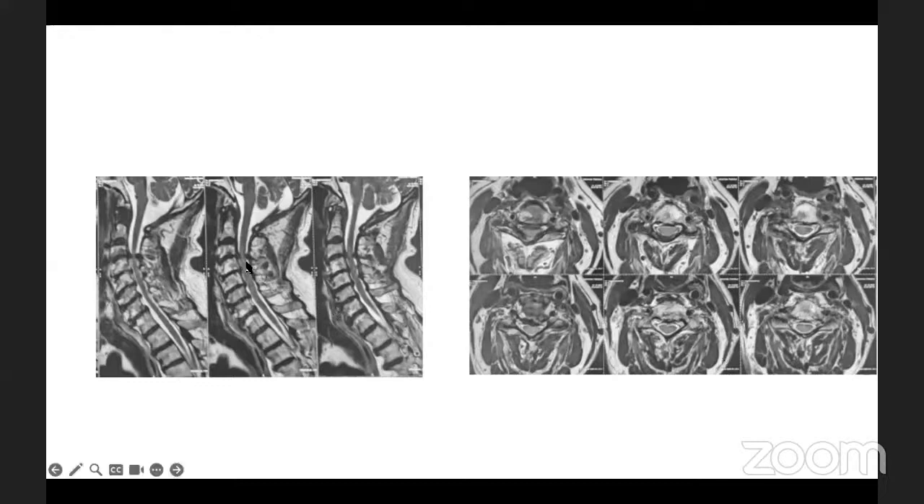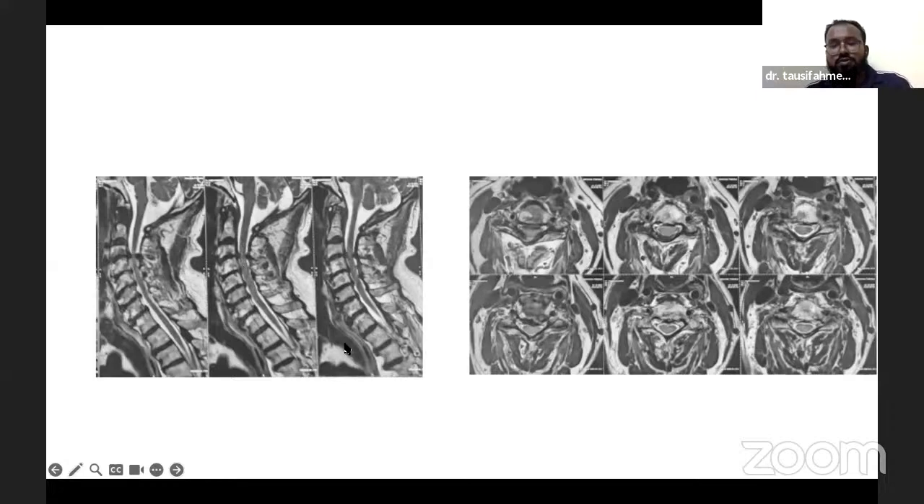Perfect. And in the axial also we can see the disc protruding. But what is Tausif's cursor pointing towards? There is an overlap, sir. Myelomalacic changes. Exactly. So the MRI showed the myelomalacic changes.